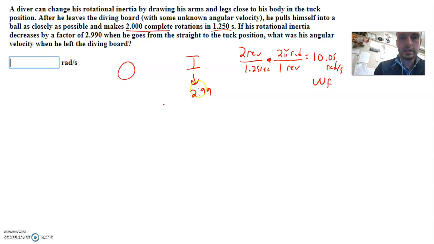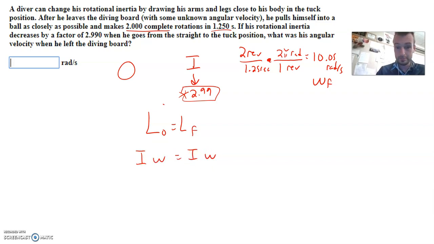Now, this is not telling us what the I is, but it's saying by how much the I changed. So the concept here is that the initial angular momentum is equal to the final angular momentum. And if we analyze this a little bit, here's what angular momentum depends on, and we happen to know what this omega was over here. It says, what was his angular velocity when he left the diving board? So the angular velocity afterwards was 10.05 radians per second. And as you can see, everything is very linear. It's very straightforward. There's no squares, no square roots, no coefficients. It's just I omega equals I omega.